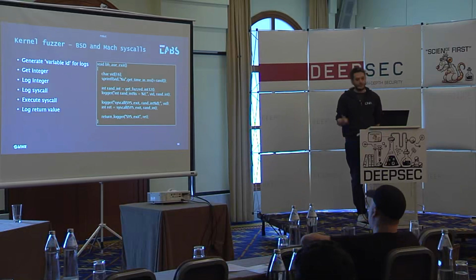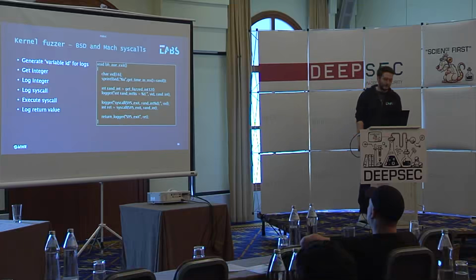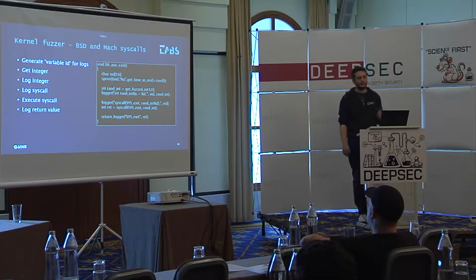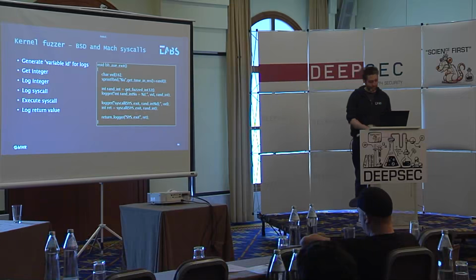We log what that integer is. Then we log the syscall, and it's important to log the syscall before we execute it, because otherwise if we get a crash in the syscall, we'll never know what was executed. We then execute our syscall, and we also log the return value. This is really helpful because we can quickly skim through our log files, and if the same syscall is failing over and over again, we can go away and fix it up to make sure it works properly.